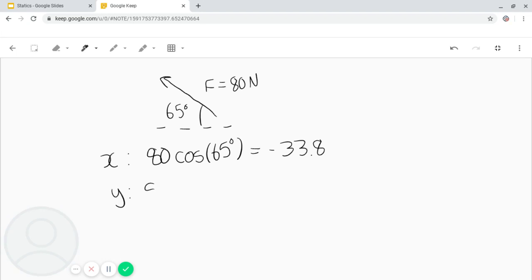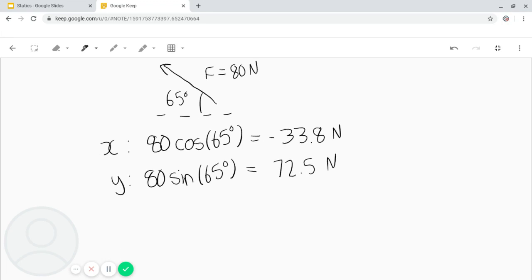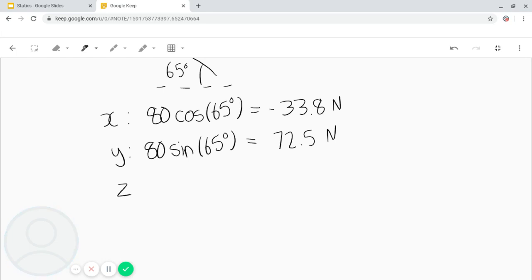Y, similarly, we have 80 sine 65 degrees, which is equal to 72.5. And since it's pointing up, then it is positive, and these are in newtons. And then Z, we have just 0 newtons.